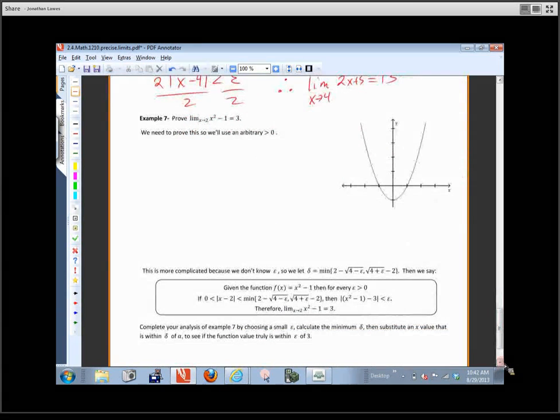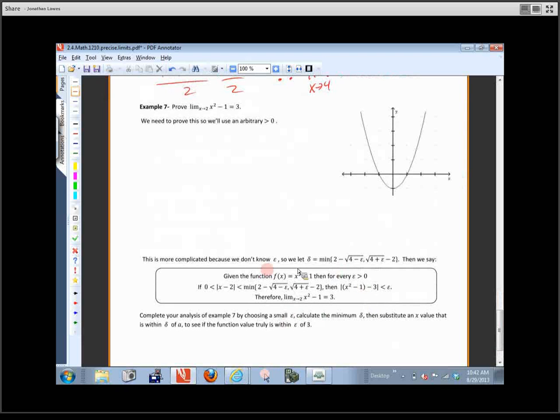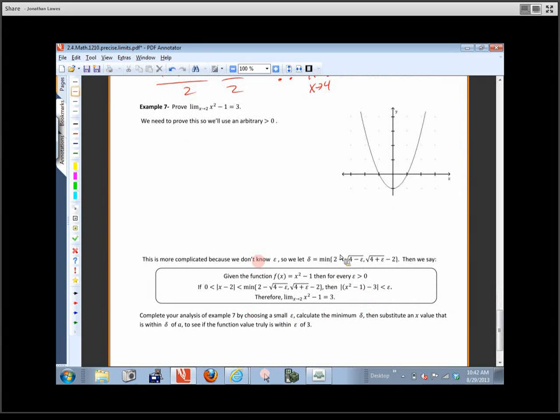I actually have the answer written down below here for this one. This is an interesting problem. Can somebody tell me why this would be interesting? I mean, the answer is 3. Clearly it's 3. Plug in a 2, 2 squared minus 1 is 3. You know the answer is 3, but we want to prove it using this epsilon delta definition.